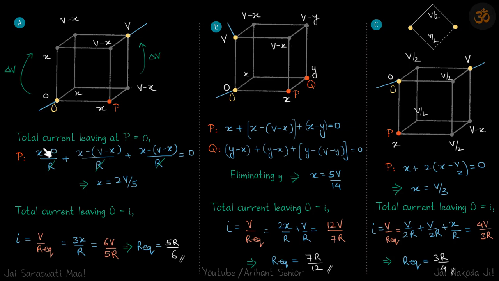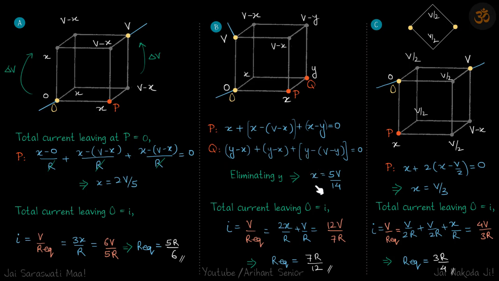So either way, if instead of current leaving you write current arriving, then you just put a minus sign in all three cases. Because it is 0, it doesn't matter. But still we should use the right term. So when we write this equation, this represents the current leaving the junction P, which is 0. So here also P and Q, these are the currents which are leaving the junctions P and Q.